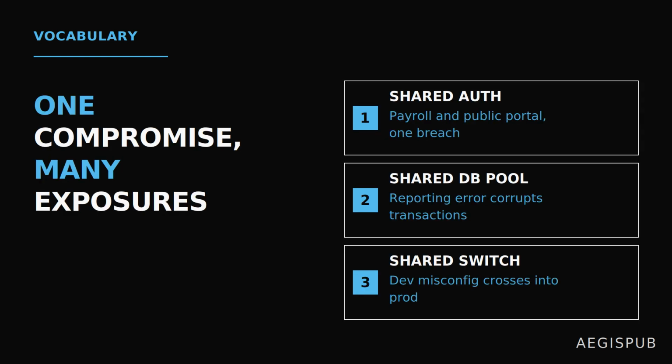When the same authentication service handles both the payroll application and the public-facing customer portal, a compromise of that service potentially exposes both. When the same database connection pool serves both the reporting module and the transaction processing module, an error in one may corrupt or expose the other. When the same network switch handles traffic from the development environment and the production environment, a misconfiguration in one may allow traffic to cross into the other.